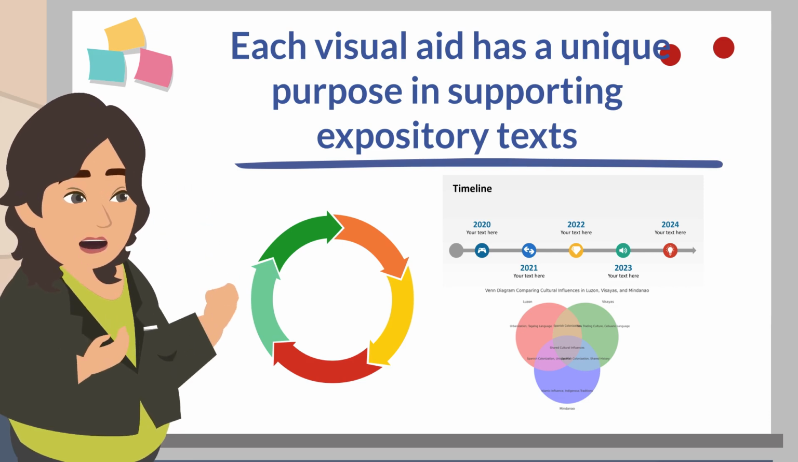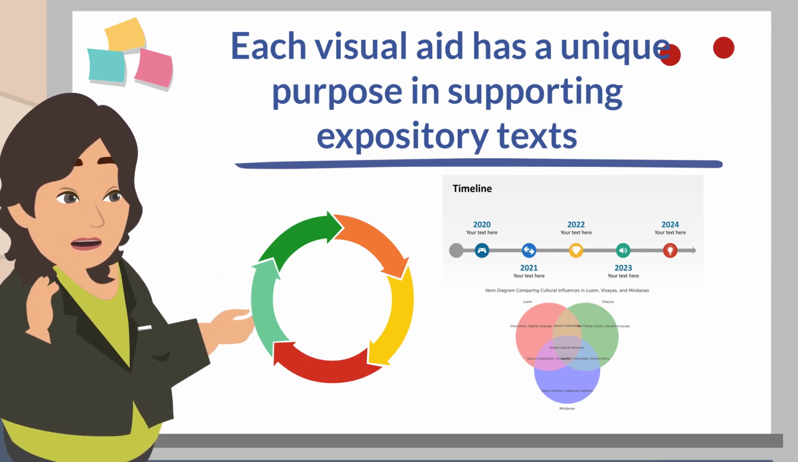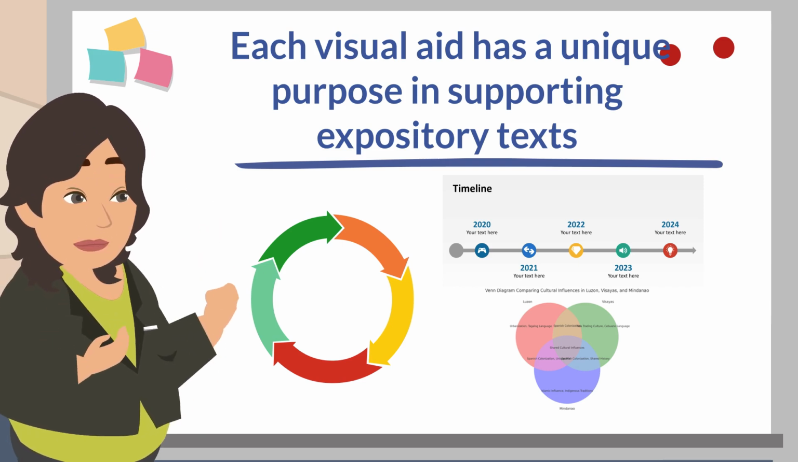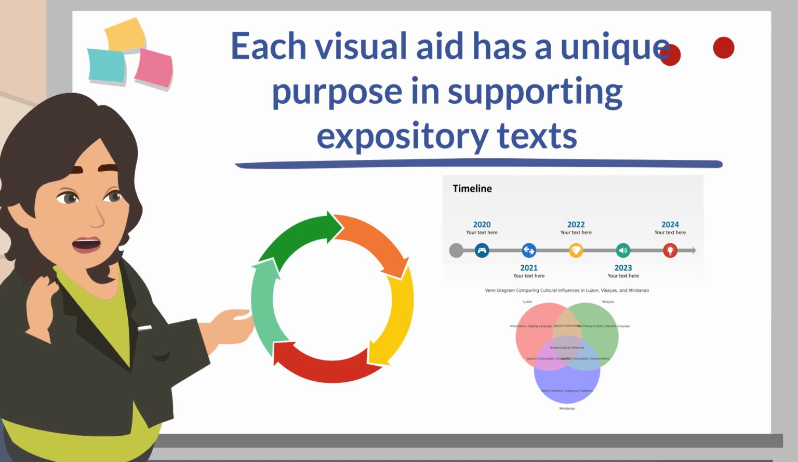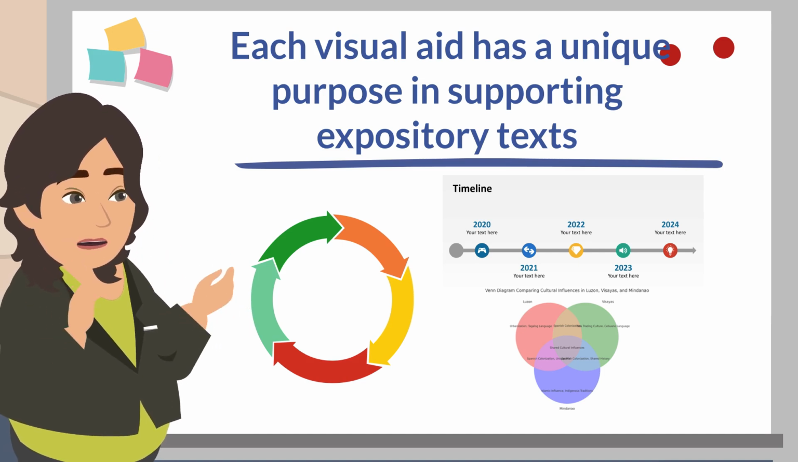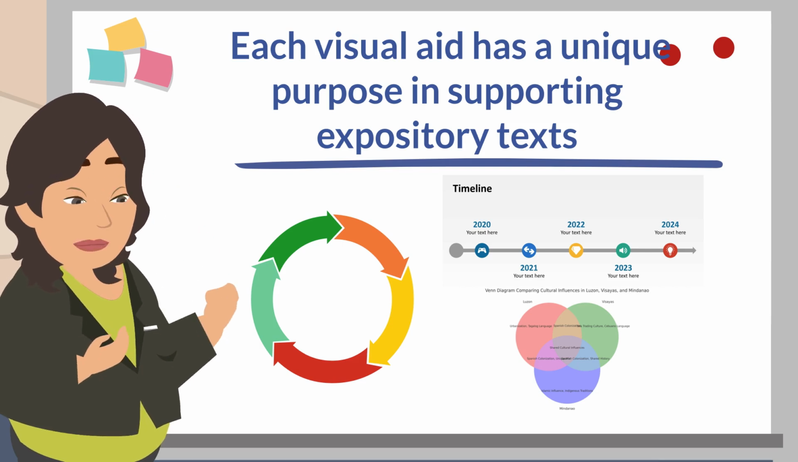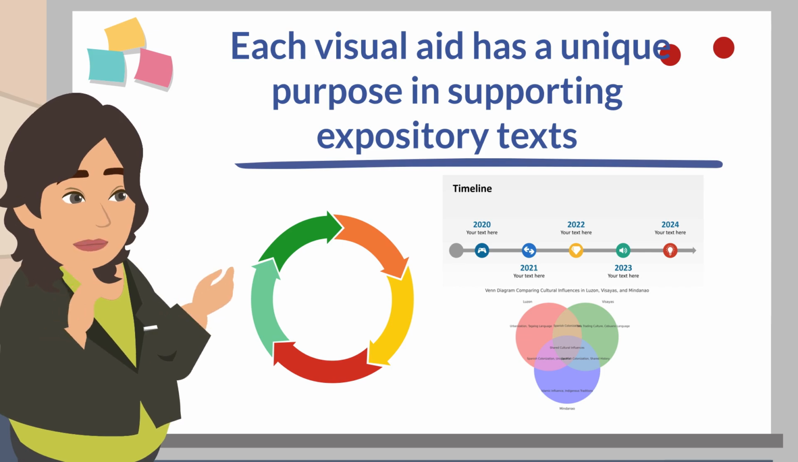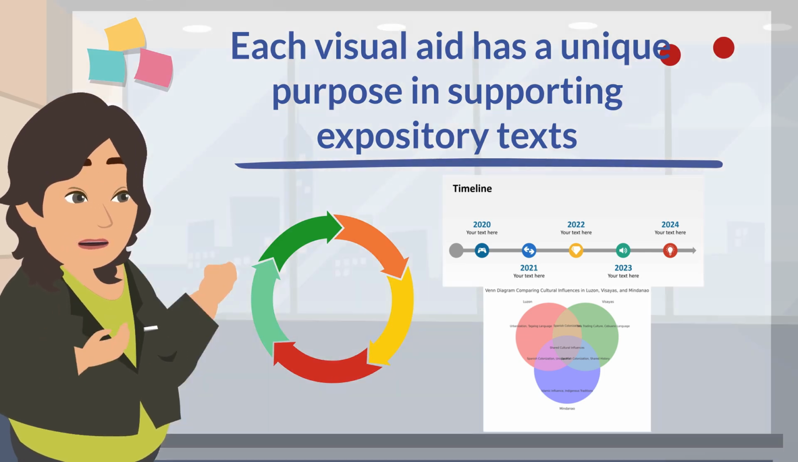Other useful visual aids include flowcharts for processes, concept maps for organizing ideas, T-charts for comparisons, and timelines for showing events in chronological order. Each of these visuals supports the expository text in its unique way, enhancing comprehension and retention of information.